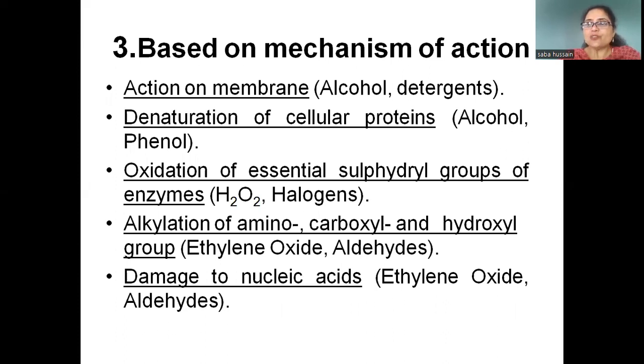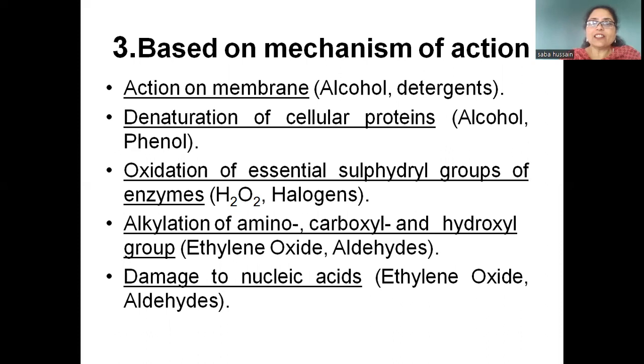The last classification on which disinfectants can be classified is the mechanism of action, where they are acting. Some act on the cell membrane of microorganisms. Once the cell membrane is damaged, the microorganisms will be killed. So alcohol and some kinds of detergents act on the cell membrane of microorganisms, thus resulting in microbicidal activity.